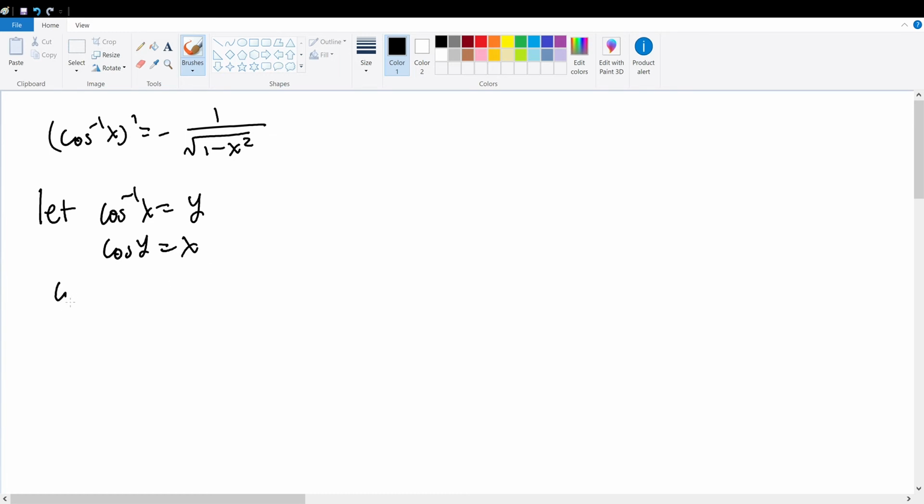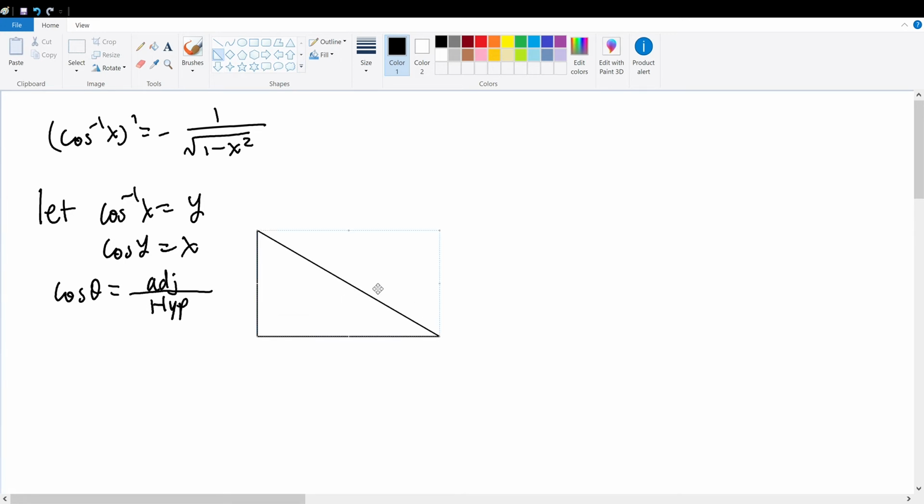And we know that the definition for the cosine function within a right triangle is equal to the adjacent side relative to angle theta divided by the hypotenuse of the right triangle. So if I construct a right triangle as such, and I assume this angle to be y, the side adjacent to y will be x, and the hypotenuse of this right triangle will be 1. Hence, the side opposite to angle y will be the square root of 1 minus x squared.